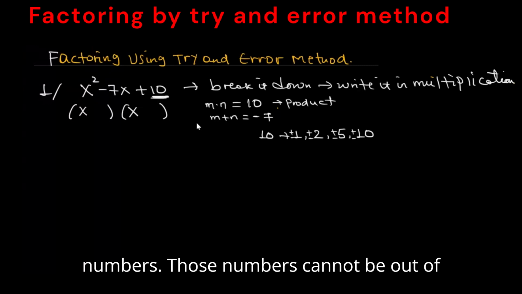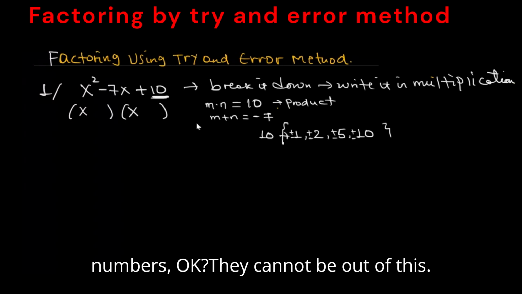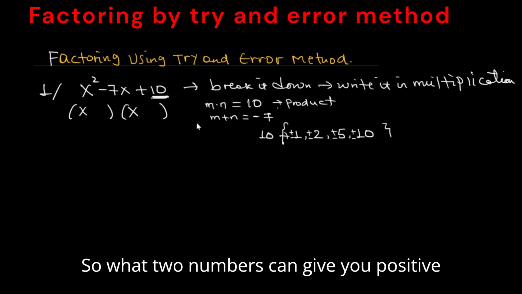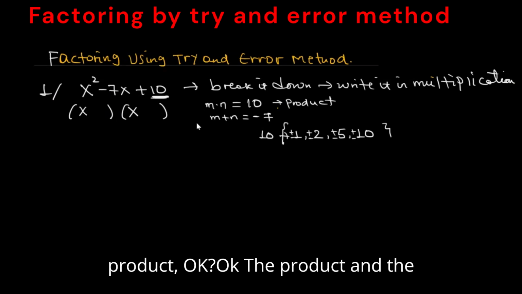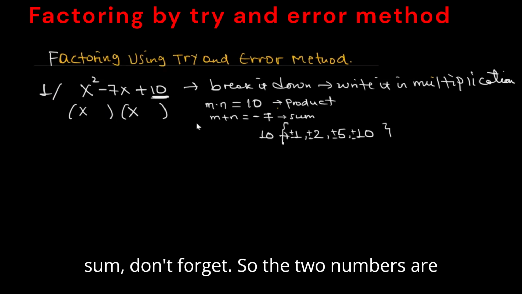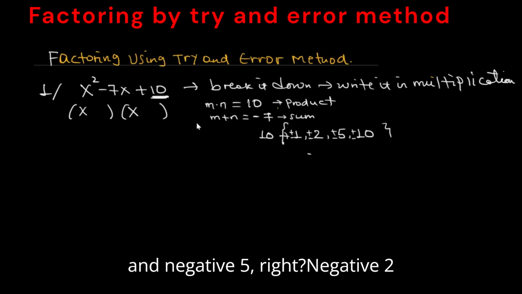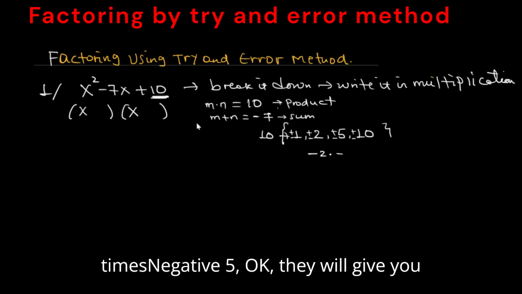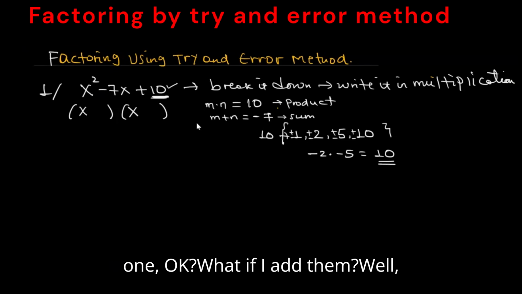So pick the 2 numbers. Those numbers cannot be out of these numbers. So what 2 numbers can give you positive 10 when you multiply them, the product? The product and the sum, don't forget. So the 2 numbers are -2 and -5, right? -2 times -5, they will give you positive 10, which is this one.